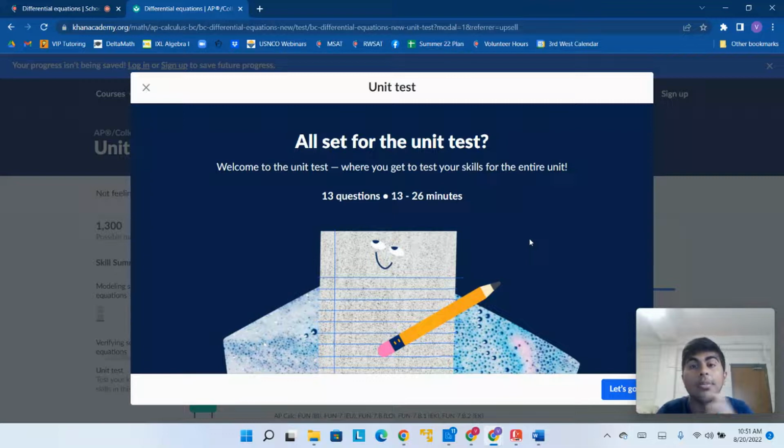Hello and welcome. Today we're going to be looking at the unit test on differential equations, one of the topics in AP Calculus. As always, we're going to be going through all of these questions to help you understand how to approach and solve these questions in differential equations.